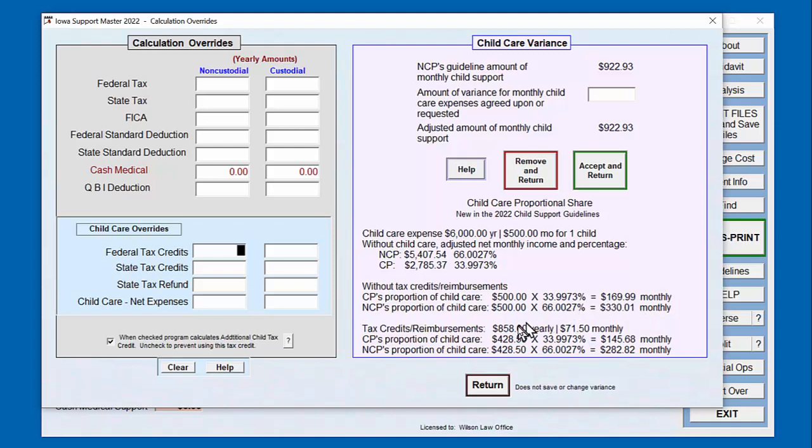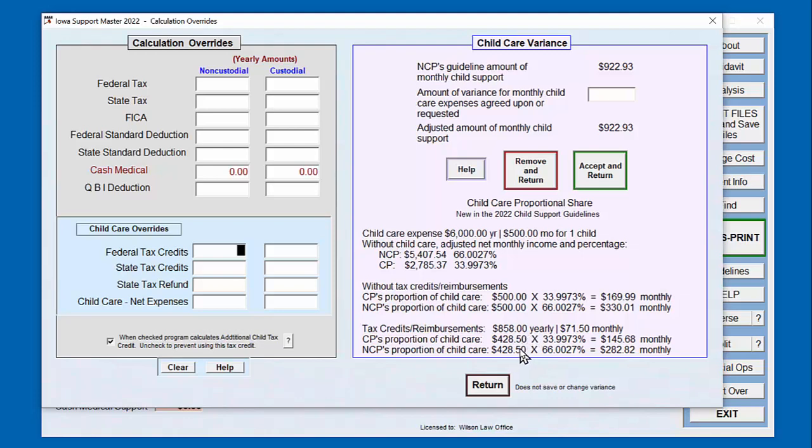And this is the amount of money in tax credits the custodial parent will receive by claiming child care expenses. That amounts to $71.50 per month. If you take out that deduction to determine proportional shares and ask for a child care variance, you're losing the benefit of the custodial parent benefiting from the tax credits. So this tells you what those numbers are. That gives you something to argue to the court.